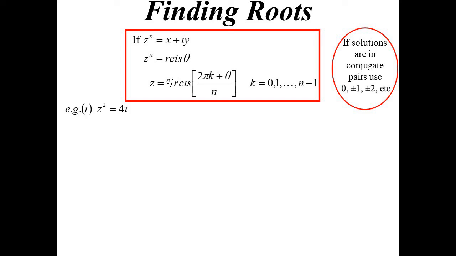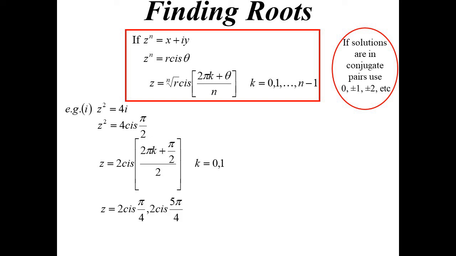Right, z squared equals 4i then. I want to find the square root of 4i. Oh, well, I can now say that that's 4 cis pi on 2. So my square roots will be 2, because 2 being the square root of 4, cis 2 pi k plus pi on 2, all over 2. I only need 2 solutions because of square roots. So I'll sub in 0 and I'll sub in 1. And that should get me the 2 solutions.